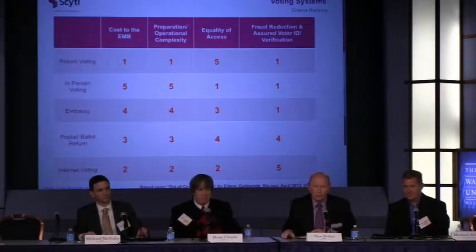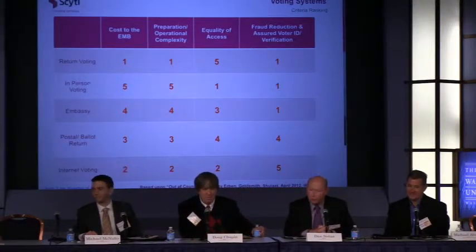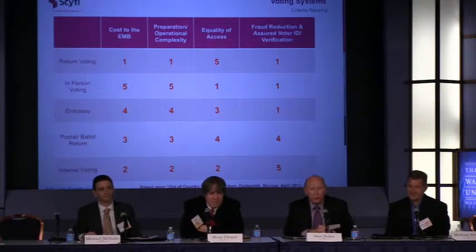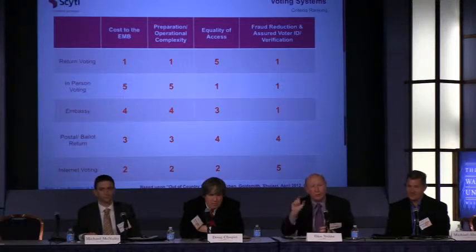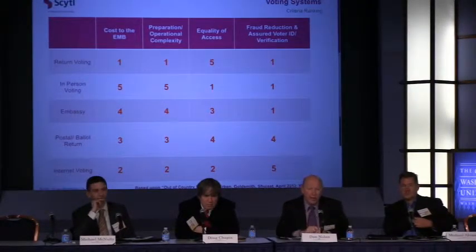I created this after reading Ben's excellent paper that he did with his two co-authors on out-of-country voting. It was a way to look at the ways that one can conduct out-of-country voting against certain parameters, criteria for ranking. The criteria are cost to the Election Management Bureau, the operational complexity and preparation complexity involved, quality of access, and then fraud reduction and assured voter ID and verification, the security aspect of it.